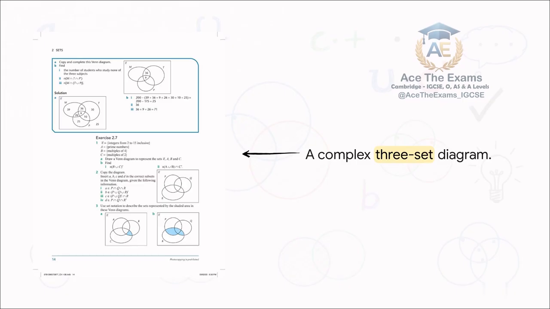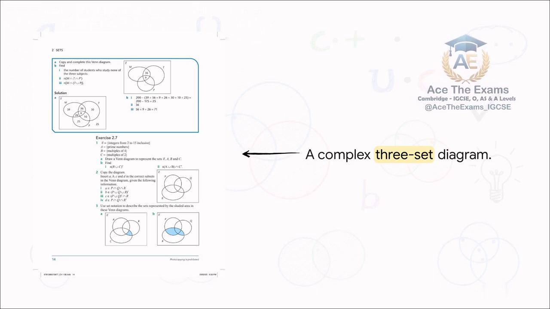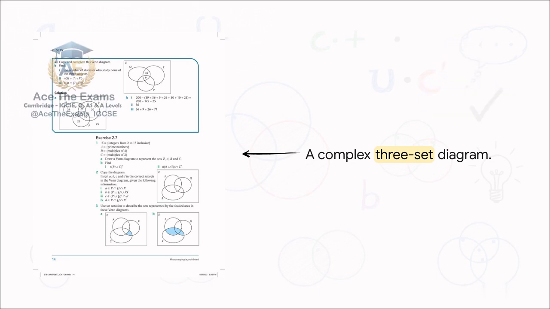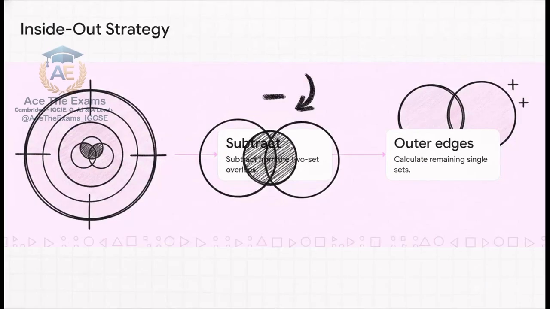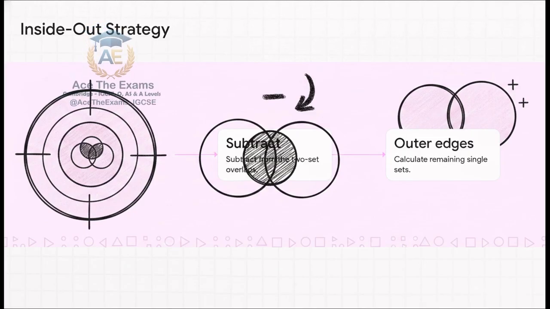You'll get data like 110 study mathematics and 35 study math and psychology, but you can't just drop a 35 right into the overlap. That's a trap. Filling this out correctly requires a very strict strategy. And here is your golden rule, the inside-out strategy. You absolutely must always start at the innermost intersection, the exact center where all 3 overlap. Place that number first. Then, methodically work your way outward, subtracting that center number from the 2 subject overlaps so you don't double count anyone. Only at the very end do you figure out the students doing just 1 subject.